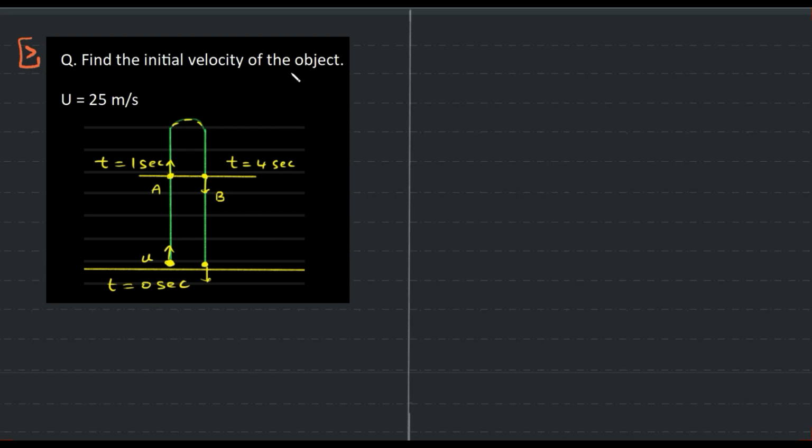Find the initial velocity of the object given this situation. This is supposed to be the final answer, guys. Apparently it's 25 meter per second, so that's for you guys to use. Honestly, I don't know if it's right or wrong. Okay, so this is the diagram. You can pause and have a look.